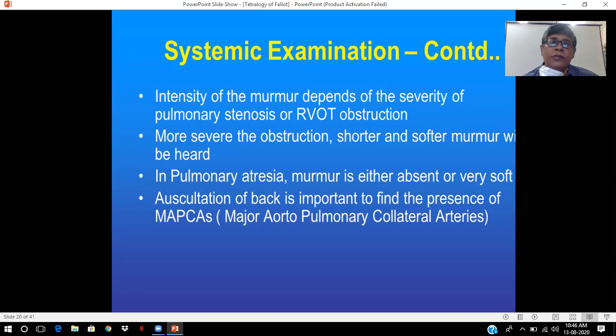So intensity of the murmur depends on the severity of the pulmonary stenosis or right ventricular outflow obstruction. The more severe the obstruction, the shorter and softer the murmur will be. In pulmonary atresia, the murmur is either absent or very soft; in some cases of pulmonary atresia, the murmur will be absent altogether.